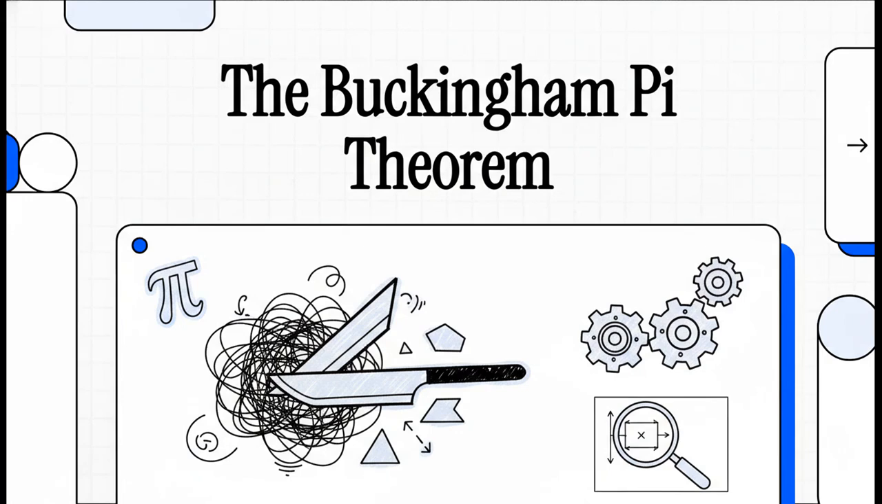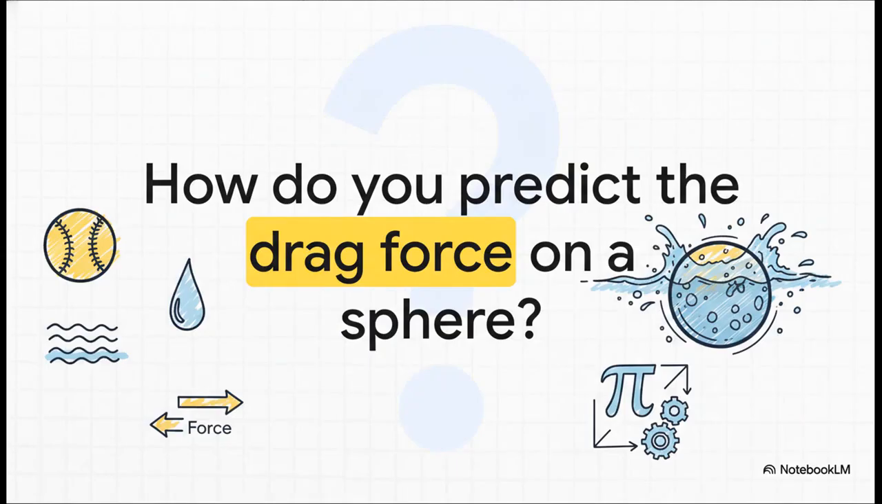Hey there, and welcome. Today, we are diving into a really powerful tool from the world of physics and engineering. It's one of those things that lets you cut through a super complex problem like it's nothing. It's called the Buckingham Pi Theorem, and trust me, it's a brilliant way to find simplicity in things that seem, well, impossibly difficult.